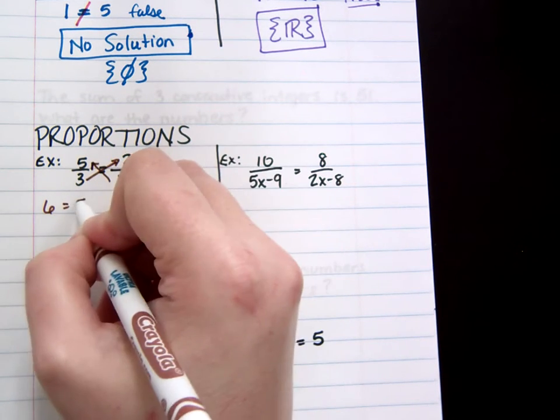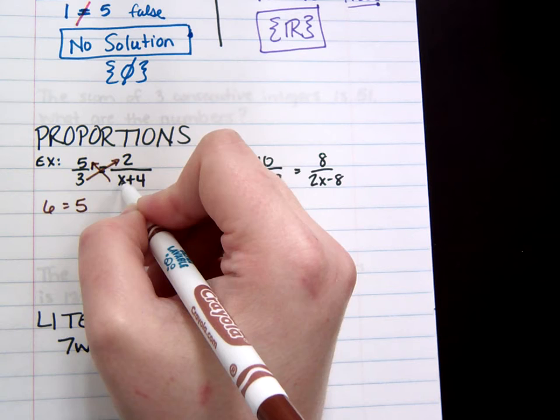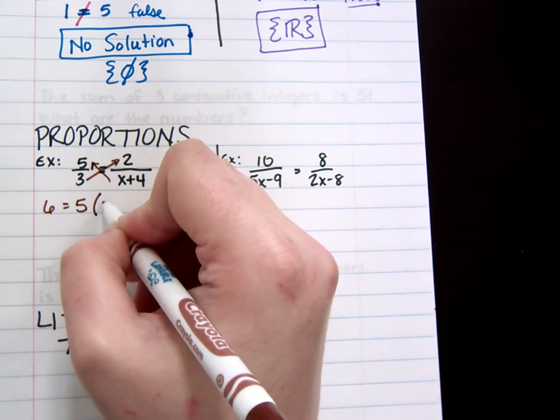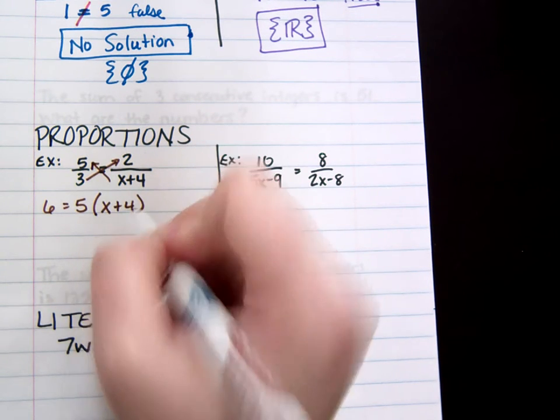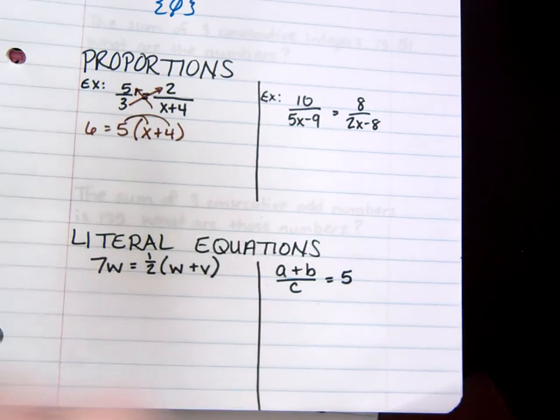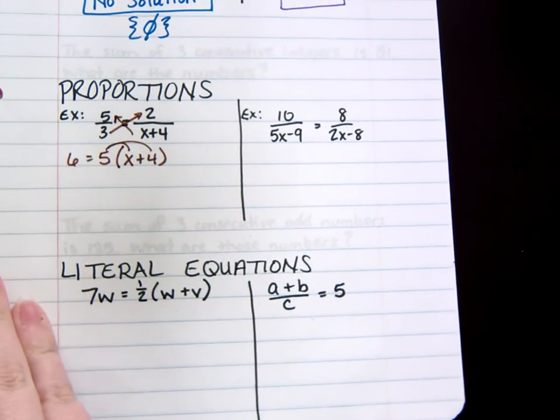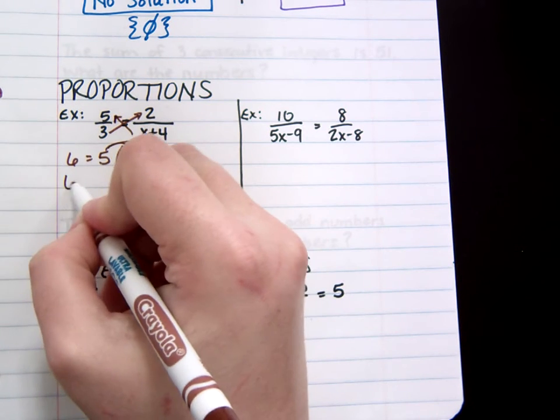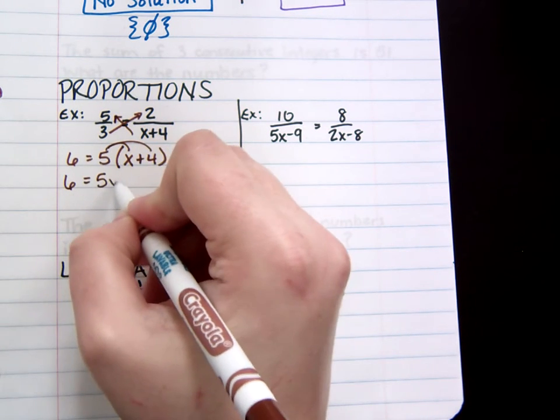Now be careful, it's not just 5 times x and then plus 4. It's 5 times x plus 4. So you are going to have to distribute. So you distribute the, whoopsie, there you go. We distribute the 5 to get 6 equals 5x plus 20.